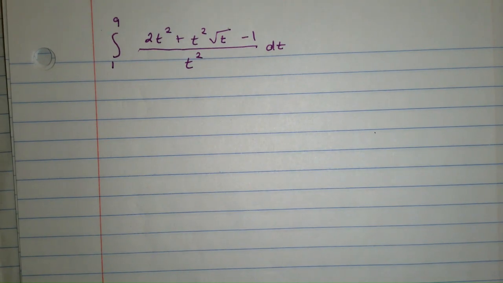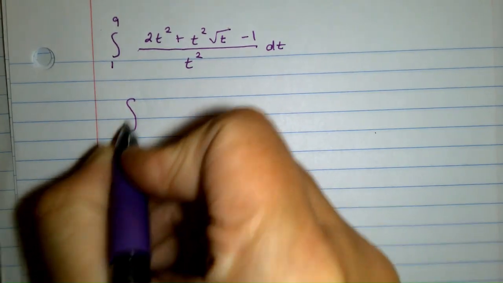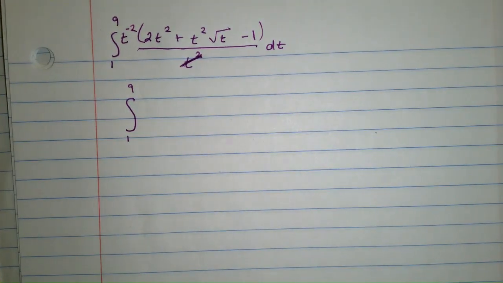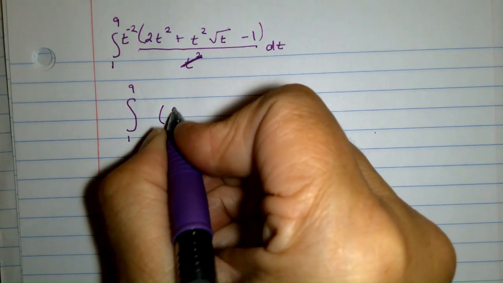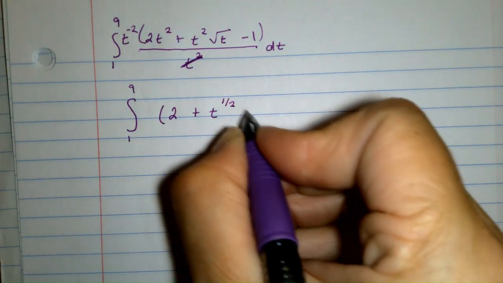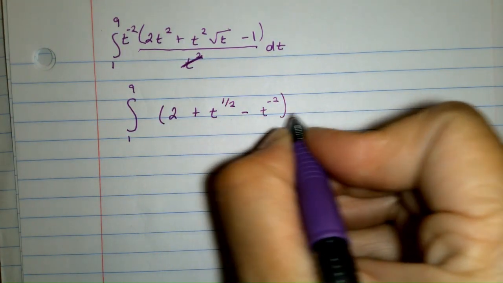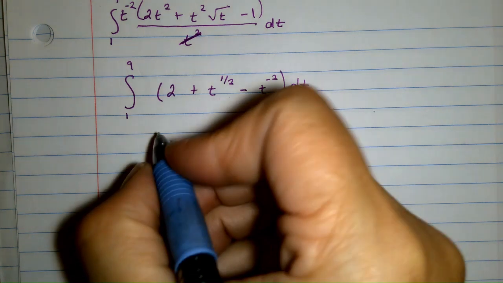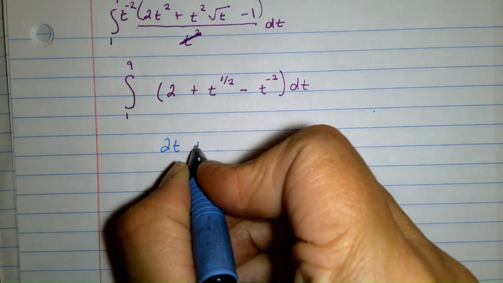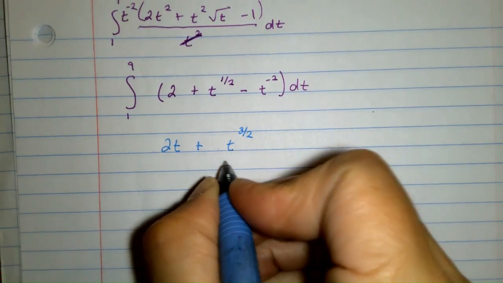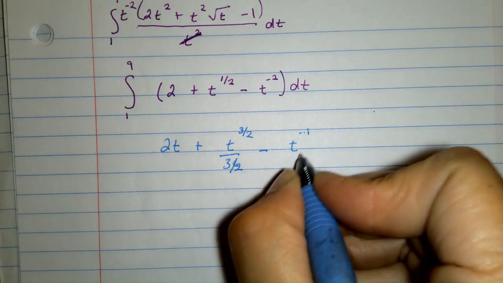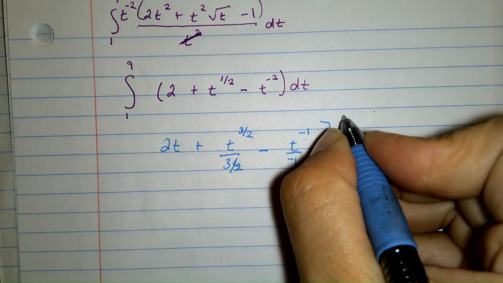Okay, so the first thing I'm going to do is I'm going to say we've got the integration from 1 to 9. But I'm going to divide everything by t squared. Remember that this is the same thing as having a t to the negative second. So I'm just going to distribute. 2 plus t to the 1/2 minus t to the negative 2. Now I can apply the power rule all the way through. Okay? So 2t plus t to the 3/2 over 3/2 minus t to the negative 1 over negative 1 from 1 to 9.